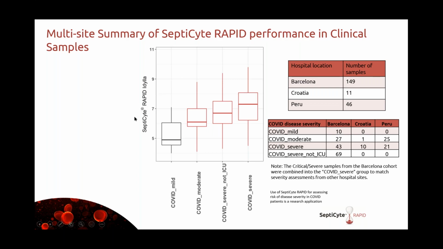As you can see, SeptiCyte RAPID scores on the IDELA platform differentiated clearly the severity of disease as it progressed from mild disease through moderate disease to severe non-ICU admission, and then severe COVID ICU admission, showing that SeptiCyte RAPID clearly differentiated these patients from a disease severity standpoint, suggesting that this group of severe patients probably had evidence of secondary COVID-19 viral sepsis and or possibly bacterial sepsis in some cases.